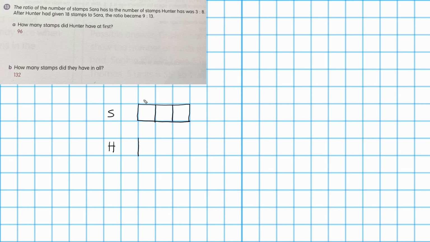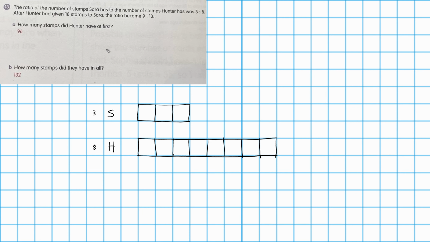Right, 3 parts for Sarah. And that's 1, 2, 3, 4, 5, 6, 7, and 8 parts for Hunter. Okay, so that represents the scenario at the beginning, 3 to 8. Right, so then what happens? Well, Hunter gives 18 stamps to Sarah, and the ratio becomes then 9 to 13.